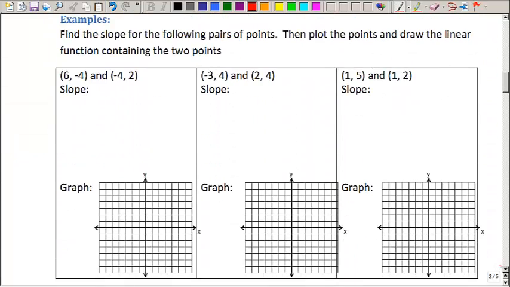In the next couple examples, I'd like you to find the slope for the following pairs of points. Then I want you to plot those points and draw the linear function containing those 2 points. So my first points are (6, -4) and (-4, 2). I know I have a slope formula that says y2 minus y1 over x2 minus x1, or rise over run.